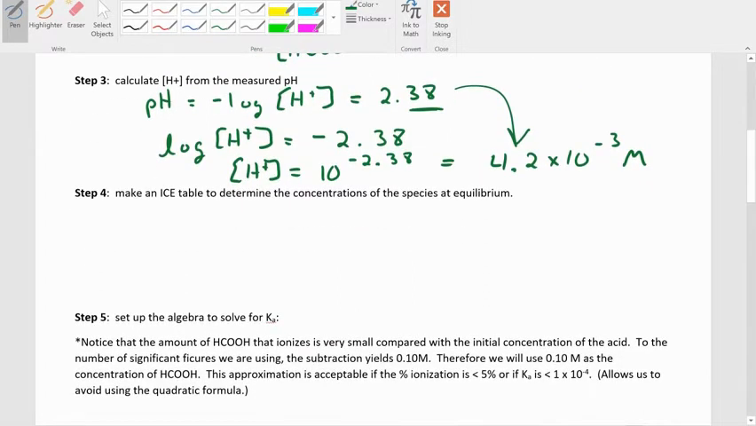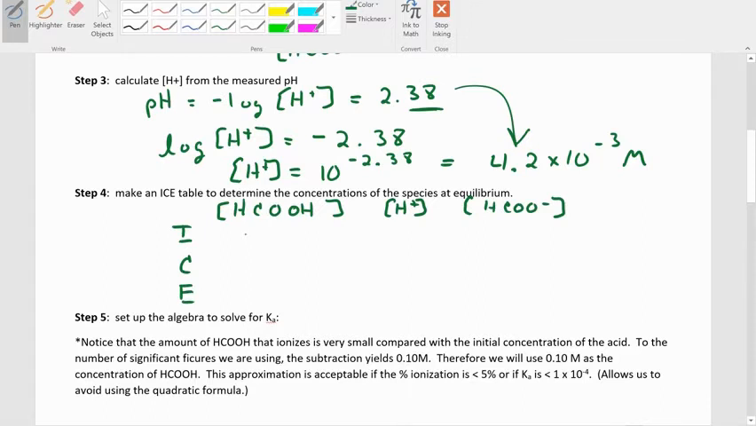Okay, so now that we know the concentration of H plus, we can make an ICE table. Remember, our job was to calculate Ka. And in order to calculate Ka, we need to know the concentrations of all of our species. Now we know the concentration of H plus, which is also going to be the concentration of our formate ion. Let's set this ICE table up. We've got our formic acid, HCOOH, and then we have H plus, and we have formate, HCOO minus.